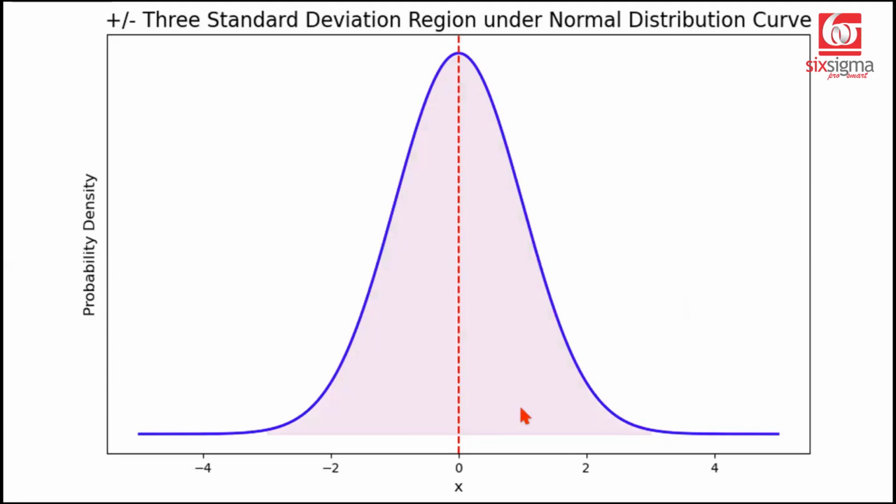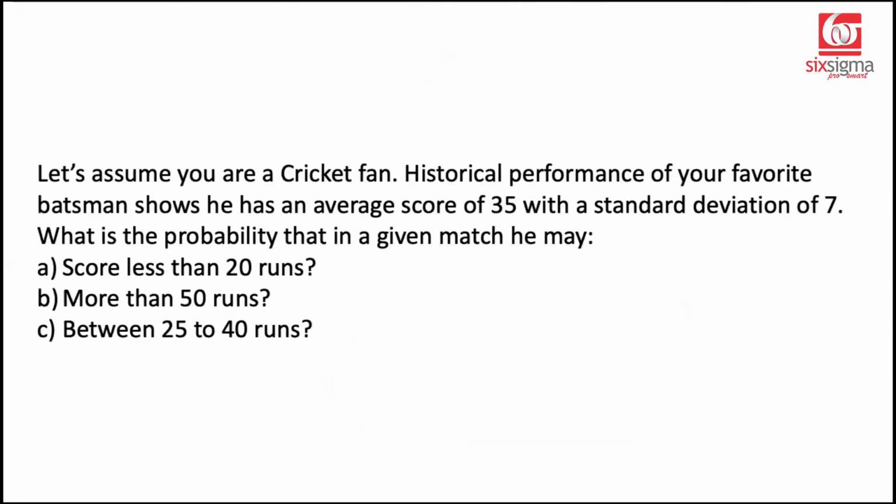So these are very important properties of normal distribution, which keep coming back as a reference. And without these, it's very difficult to explain what a normal distribution is. Let's move on to solving a problem now and see how normal distribution is relevant for it.